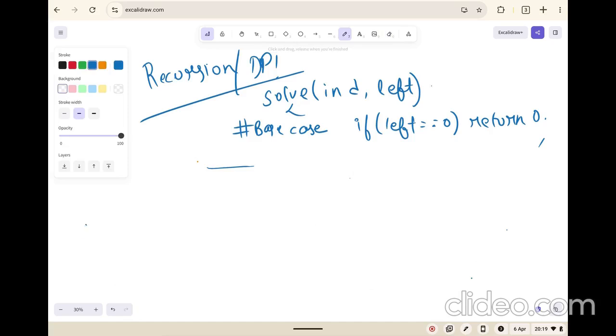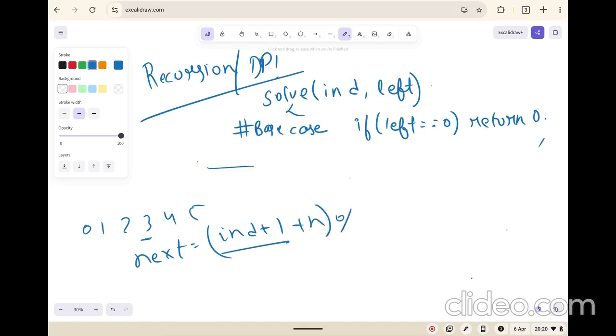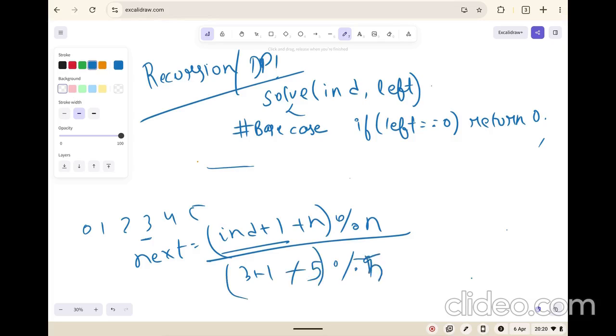Let's quickly look at how to find next. Say we had 1 2 3 4 5, and let's say we are at index 3. Next can be found as index plus 1. There is nothing new to it: you go to index plus 1 and add n modulo n, so that you stay in the same range. So for 3, 3 plus 1 is 4, plus n, which is 5, modulo n, which is 9 modulo 5. Let's make it size 4 so that it works out. So it becomes 4 plus 5, 9 modulo 5, and 9 modulo 5 is 4. And for index 3, your next element is at 4, so that gives us the correct answer.